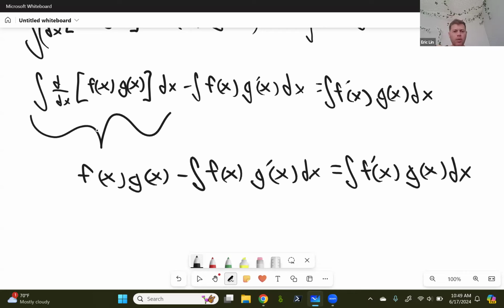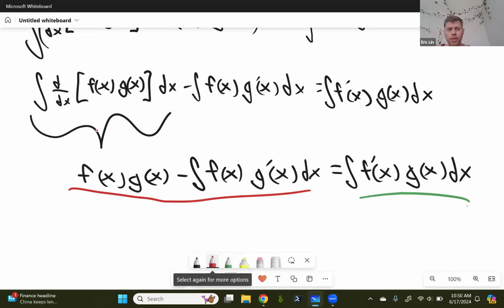Okay, so let's look at this. I want to look at the right-hand side because this is, generally speaking, what you're going to be given in an integration by parts problem. You're going to be given an integral which is a product of two functions, and you are going to have to designate one of them to be a derivative and the other to be the original function. So you're going to have to designate one to be f prime and one to be g so that you can then use this formula to find the antiderivative.